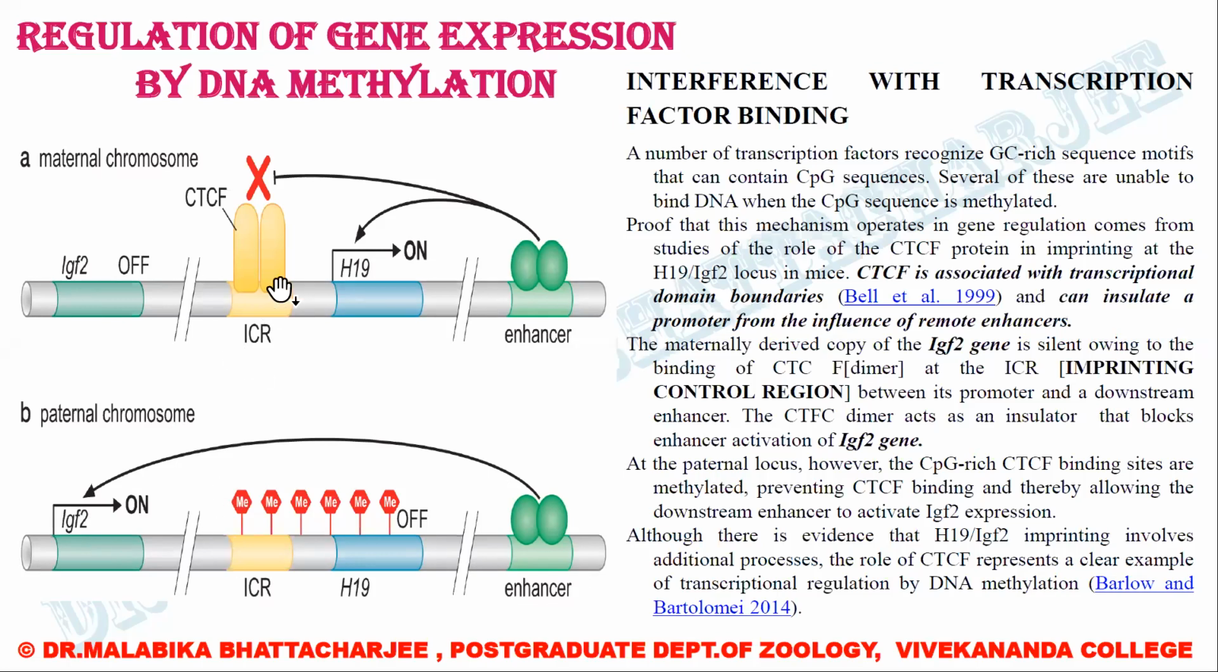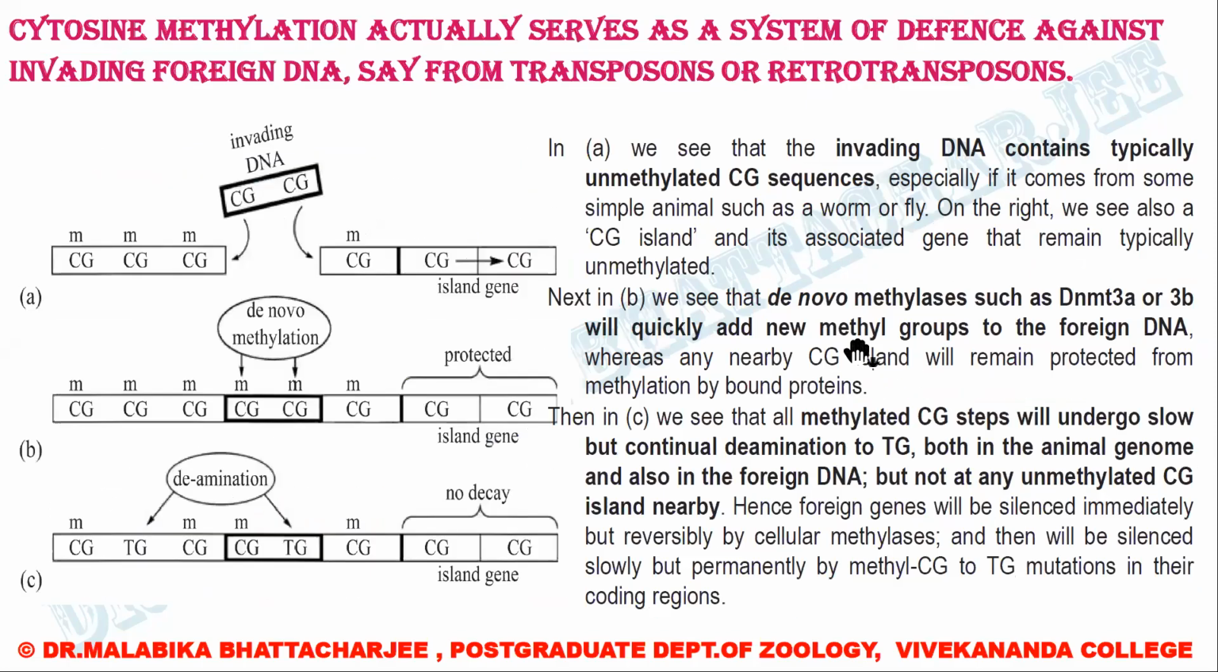So as you can see, it is the same chromosome. Depending on the pattern of methylation, H19 is switched on when there is no methylation, and IGF2 is switched off, and when there is methylation, IGF2 is switched on and H19 is switched off. So this is a case of differential expression of two genes sitting on the same chromosome in a female setup and in a male setup. Next, we are moving to another example where methylation, before going to that example, wait.